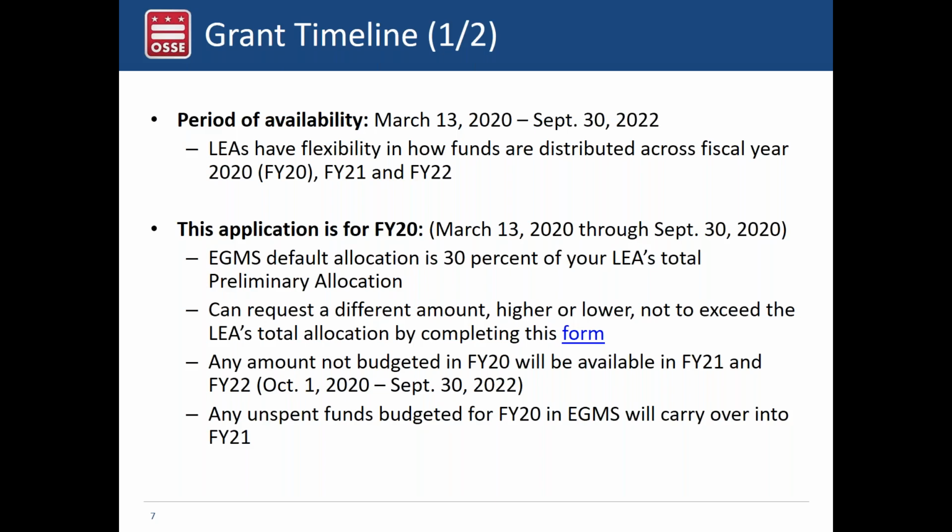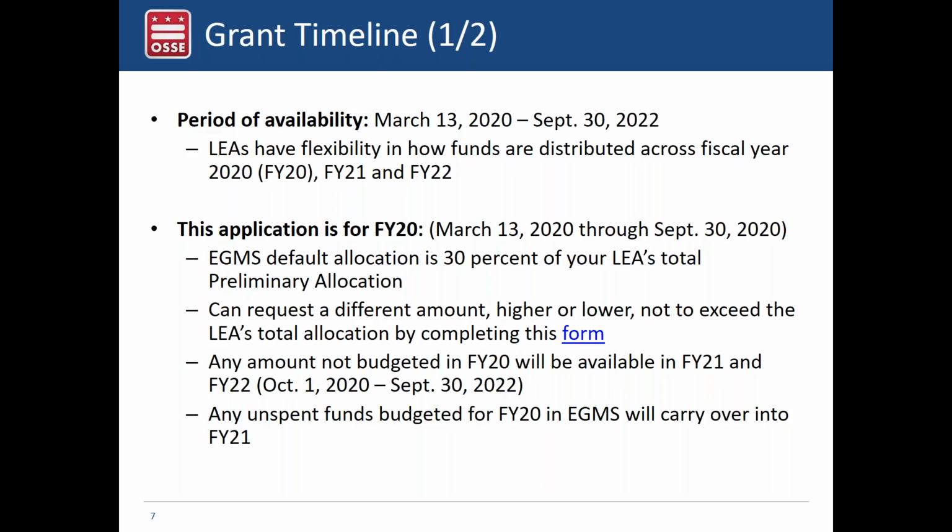For federal and local auditing purposes, we're required to break out the grant application by fiscal year, and the application that we're discussing today is specifically FY20, which runs March 13th, 2020 through September 30th, 2020. The EGMS default allocation for your FY20 application is 30% of your LEA's total preliminary allocation, but CARES-ESSER is a flexible program, so LEAs can request an amount other than this 30% default.